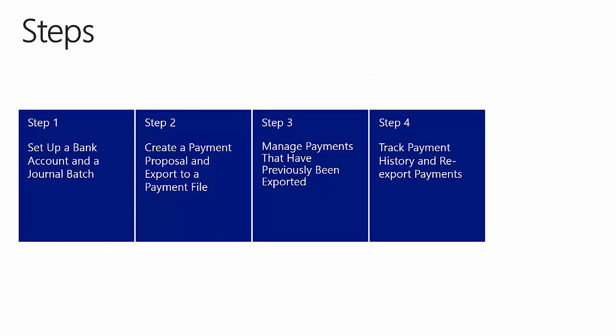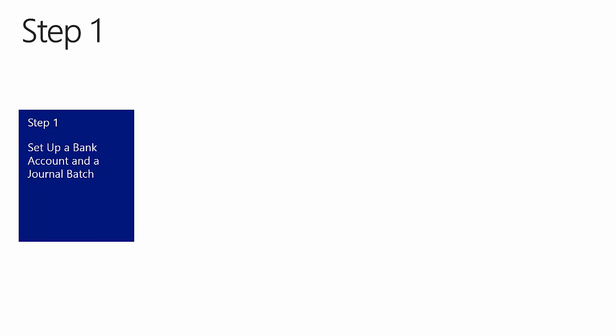Let's start with the 4 steps needed to use the electronic payments functionality in Microsoft Dynamics NAV 2015. The first step is to learn how to set up a bank account and a journal batch in order to be able to create electronic payments for vendors from a bank account for the first time using the payment window. This is a prerequisite to be able to create and export electronic payments. Let's see a little demo in Microsoft Dynamics NAV 2015.